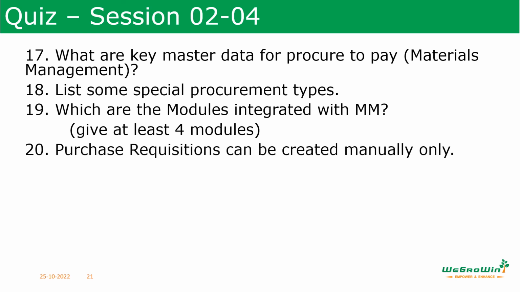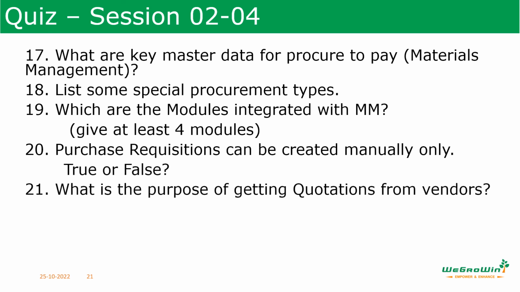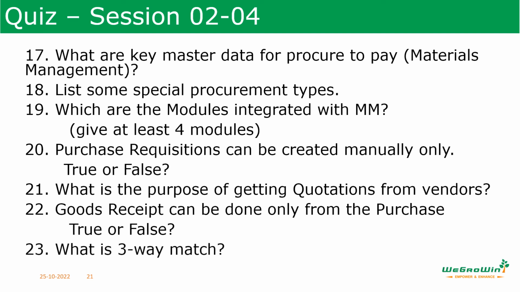Purchase requisitions can be created manually only, true or false. What is the purpose of getting quotations from vendors? Goods receipt can be done only from purchase orders, true or false. So these are the questions. Another question is also there: what is a three-way match? So these are the questions or quiz for this session. Answers for this session we'll discuss in the next session.